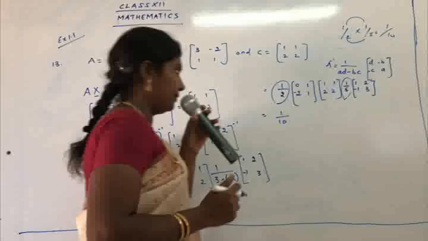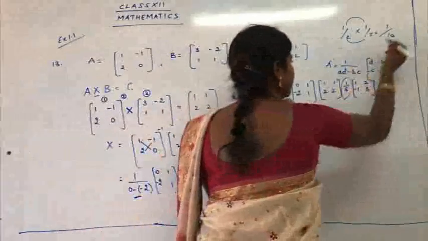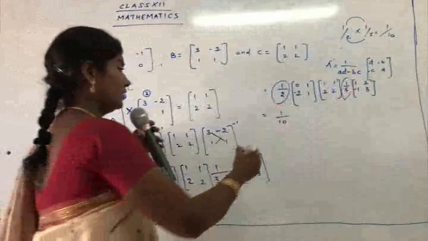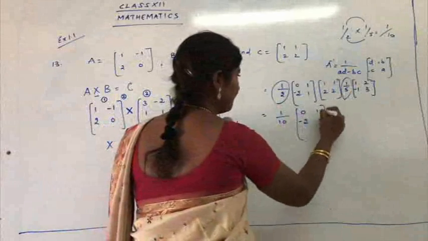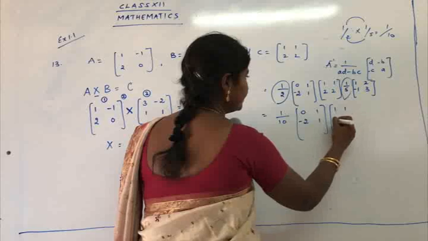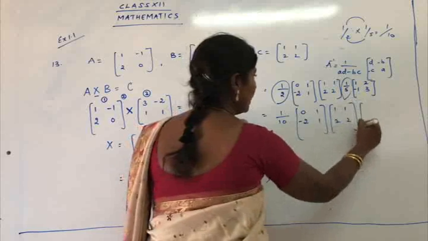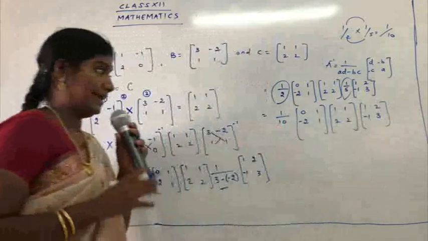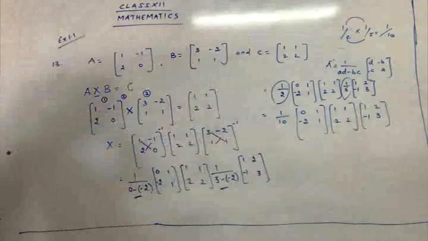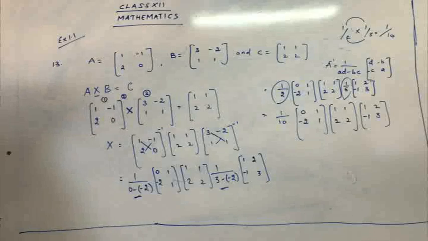So I get 1 by 10. Now keep the matrix 0, 1, minus 2, 1, 1, 1, 2, 2, 1, 2, minus 1, 3. So this is what I get. Now we have not completed our sums. Still we have our sums to go.